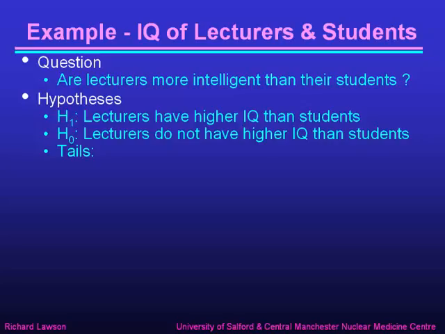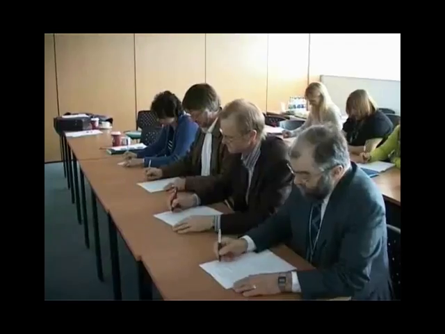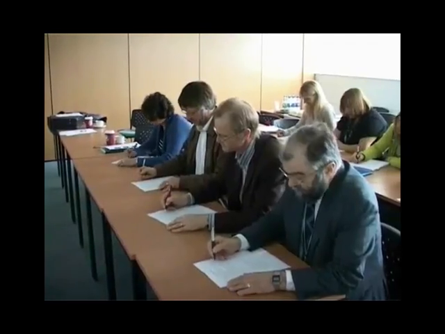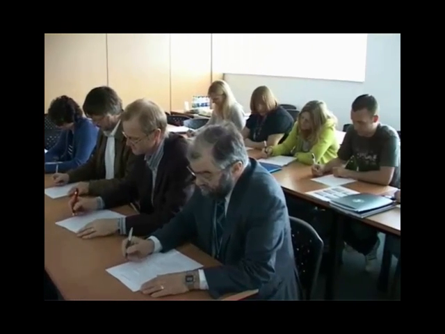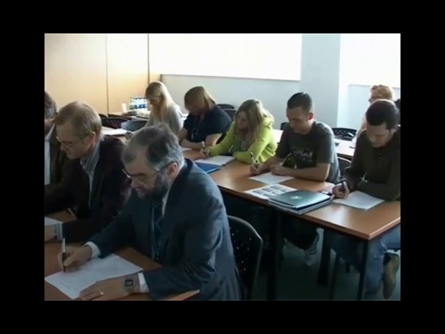Once again, is that one-tailed or two-tailed? Clearly it's one-tailed because we're only postulating that lecturers have a higher IQ than their students, not lower. So we need to acquire some suitable data to try that out. Now, as well as 4 lecturers taking our IQ test, we've also got 5 students taking the same test to measure their IQ.